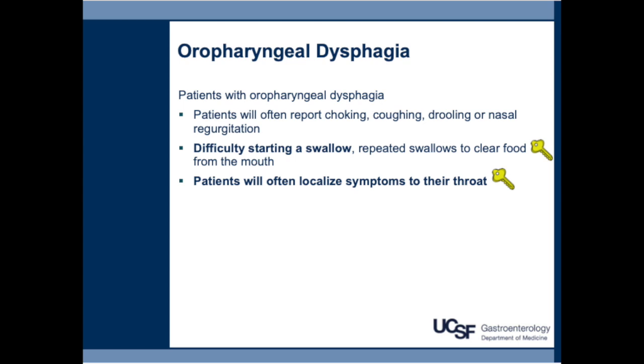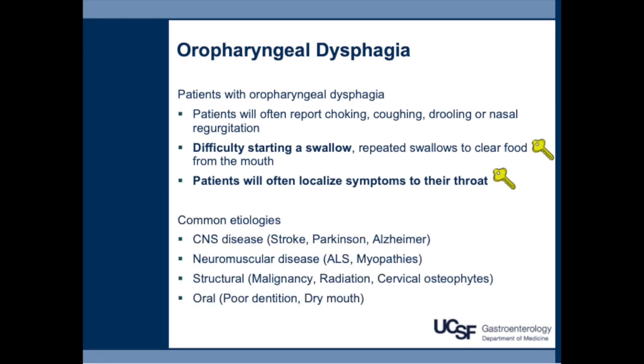However, this whole constellation of symptoms together can help guide your next steps and referral to the correct specialist, in this case either ENT or our speech colleagues who may recommend a series of tests. Common etiologies we may come across in primary care clinic are listed here and include things like CNS disease such as stroke or structural disease such as malignancy.